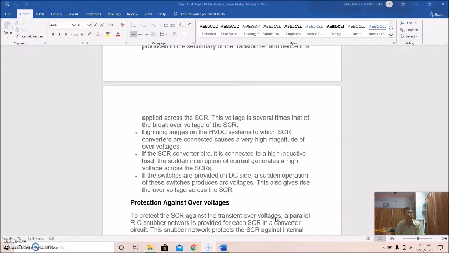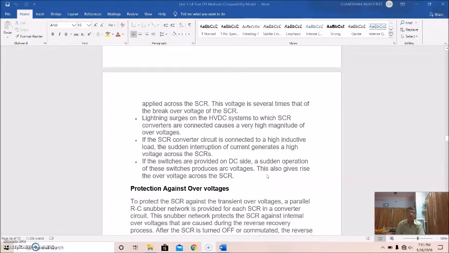If it is connected to a high inductive load, the sudden interruption of current generates high voltage across the SCRs, because the change of current in an inductive circuit generates a voltage equal to L di/dt. So this is a very common cause of generation of high voltage across the SCR.